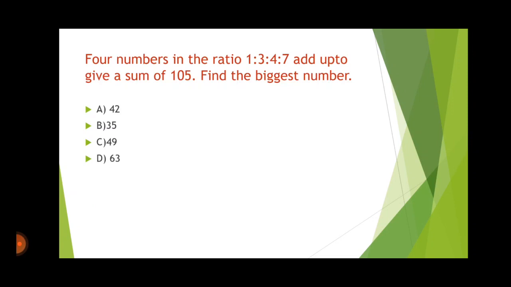4 numbers in the ratio 1:3:4:7 add up to give a sum of 105. Find the biggest number. 4 numbers are in the ratio 1:3:4:7 and the sum of these values is 105. Find the biggest number. 4 options are given. Let's go to the answer.